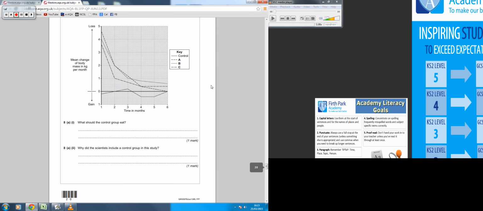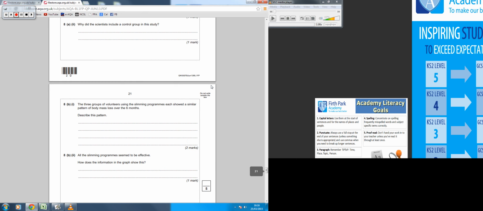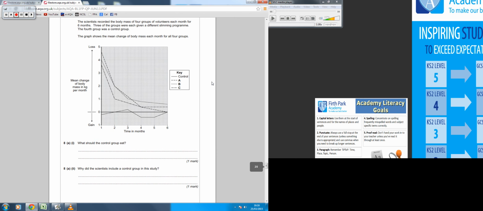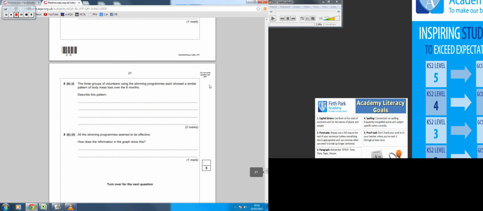What should the control group eat? Have a think about what they should eat. Why did the scientists include a control group in this study? So why is it important to have a group that aren't involved in any of the slimming plans? Next one, the 3 groups of volunteers using the slimming plans each showed a similar pattern of body mass loss over the 6 months. Describe this pattern. Again, if we go back here, we need to pull some numbers out from that graph to back up what you're saying. So make sure you back up with numbers.